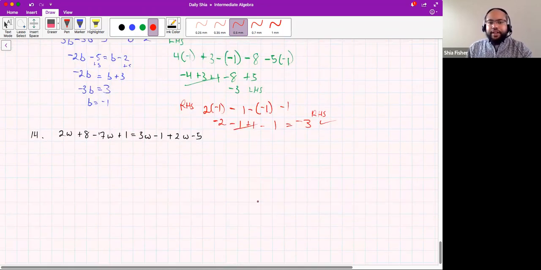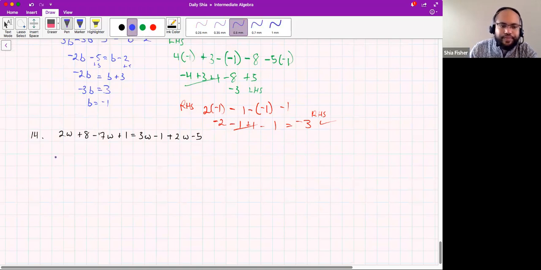All right, last but not least, let's go. Reading through the problem statement. 2w minus 7w. So I just write -5w. 8 plus 1, so I just write 9. 3w plus 2w, okay, so 5w. Minus 1 minus 5, okay, so -6. A lot of shortcuts there, but hopefully you got the same thing. Even if you took a few more steps, it's okay.